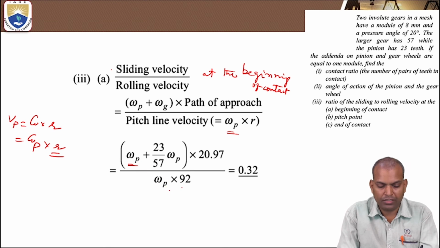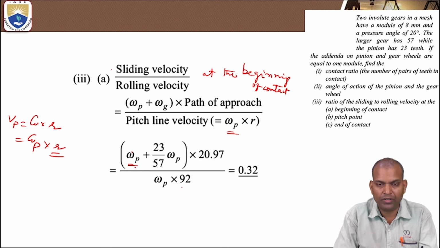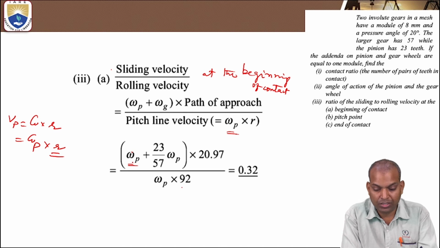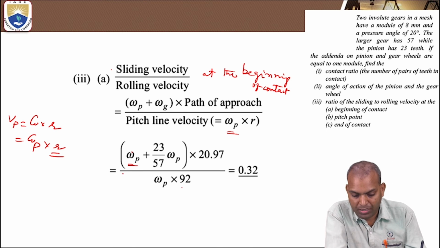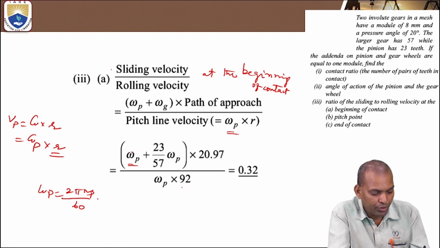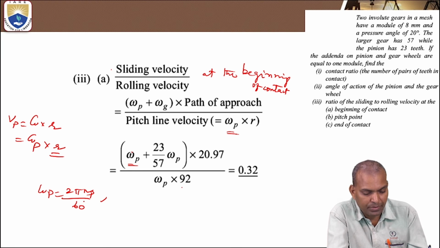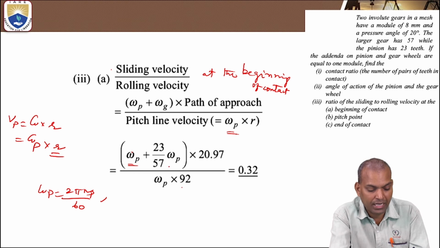So if you substitute here, this omega P can't be known, but it will be cancelled here. That is the angular velocity of pitch point. That is the angular velocity of path of approach plus pinion. So this angular velocity of pinion, how to calculate? 2 pi omega P equals 2 pi n_p by 60. We don't know the speed, because it depends on the number of teeth given in the data. But somehow omega P will be cancelled.